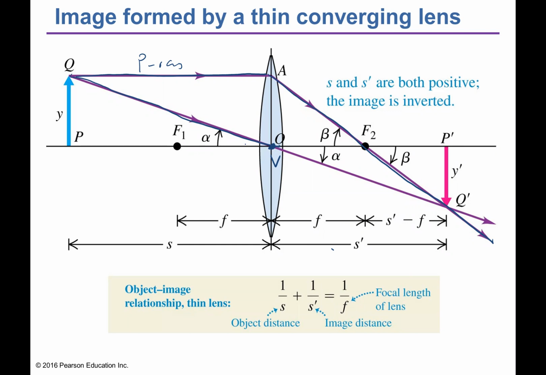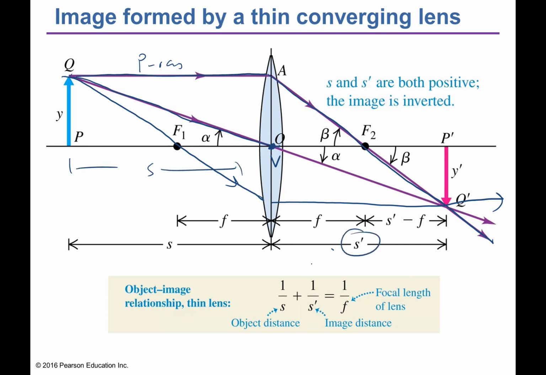But I'm going to show you that there's another one you can do, which is one that goes through the focal point over there, and then goes parallel. And then you can see the same thing happens in terms of the intersect over there. All right, so this is going to be the object distance, and this is going to be the image distance. And the focal length here is from the focal point to the lens.